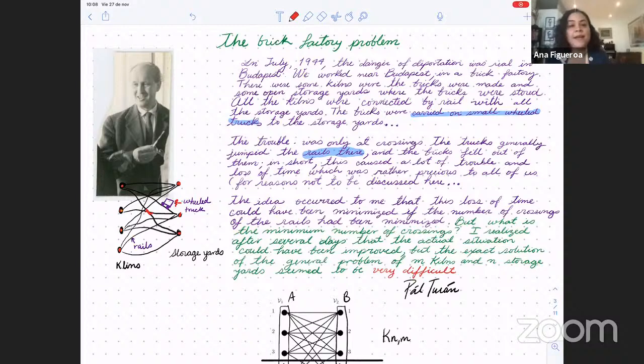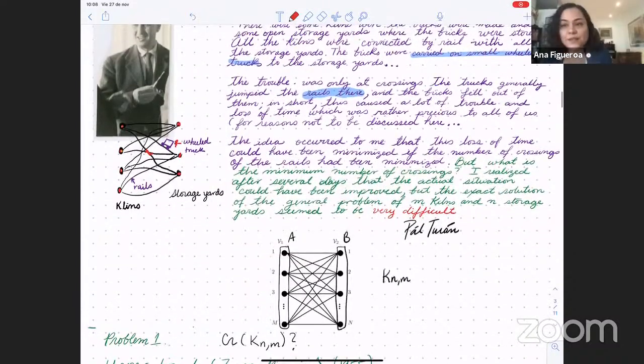So here we have a problem that, well, I think is not really applied, because it was in World War II, the kilns were already built, the storage yards were already built. But here you have this mathematician who could ask himself about a mathematical problem about these crossing numbers. So which is the general problem he mentioned? Well, you have this graph, which is the complete bipartite graph with n and m vertices. In this bipartite graph, you have the vertices split into two sets, A and B.